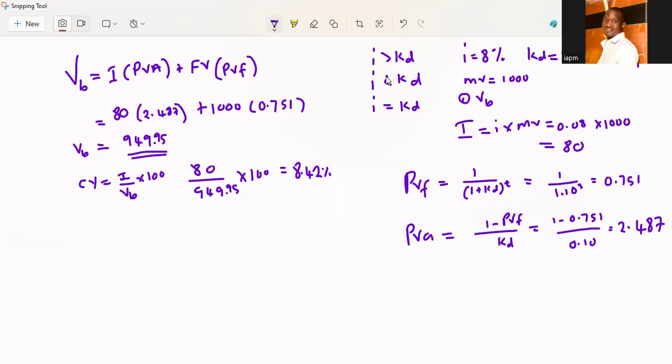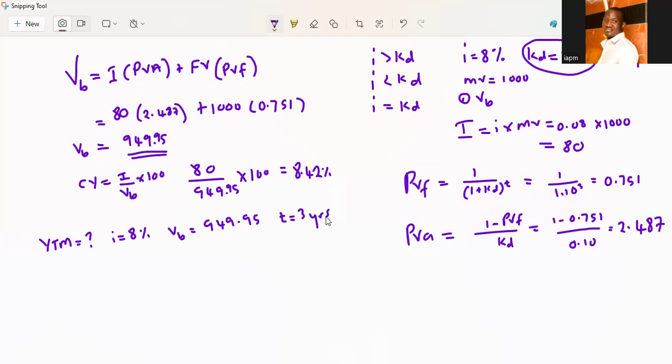Now, suppose we're not given the market rate. Suppose we're not given this 10% market rate, and we are told to find the yield to maturity. Yield to maturity is also the market rate. Suppose we're told to find the yield to maturity given that the coupon interest was 8%, the selling price of the bond was 949.95, and the time was 3 years. So we're asked to find the yield to maturity.